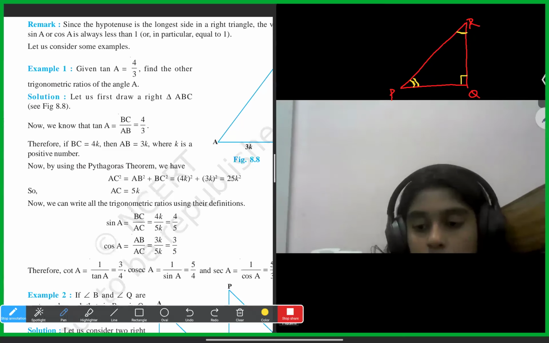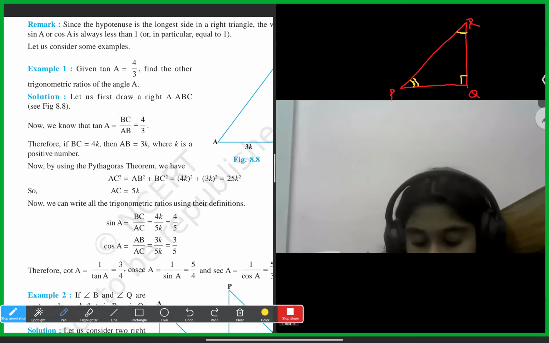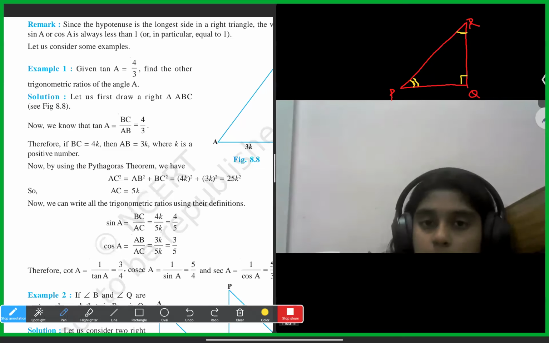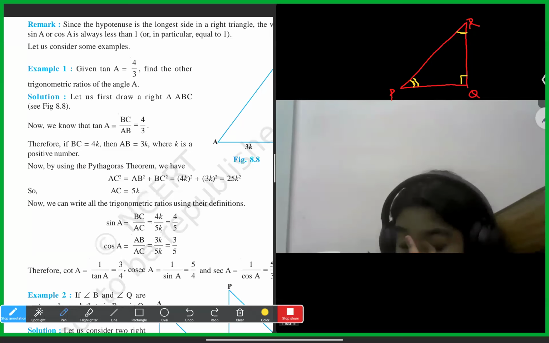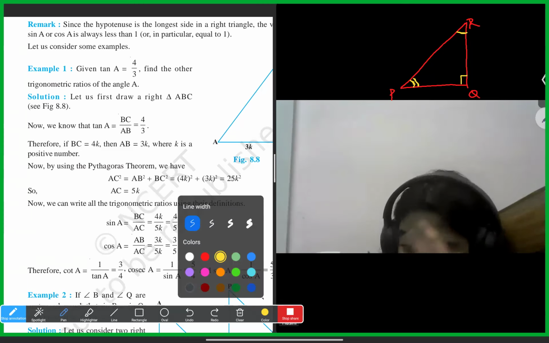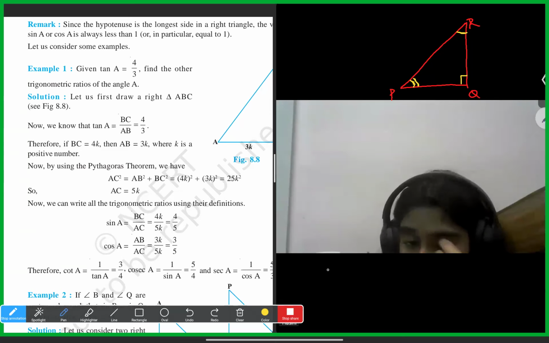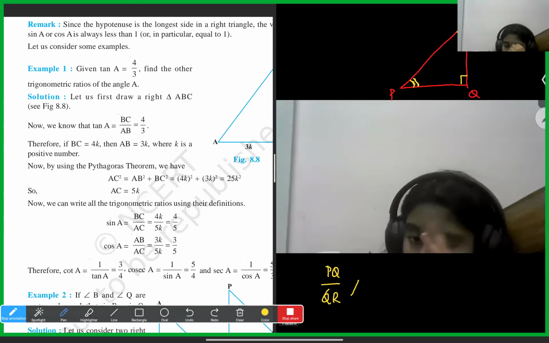Now let us check the three sides and take all the possible ratios. Like I said, ratio means comparing two things by division operation, like 2 by 3, 3 by 2, like that. You're comparing 2 and 3 with division operation. Now I will write all the possible ratios here. We'll forget about trigonometry. What are the possible ratios I can write from the figure? First I can write PQ by QR. Yes or no? Yes, sir.